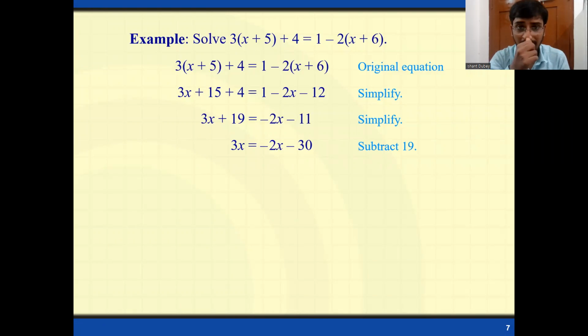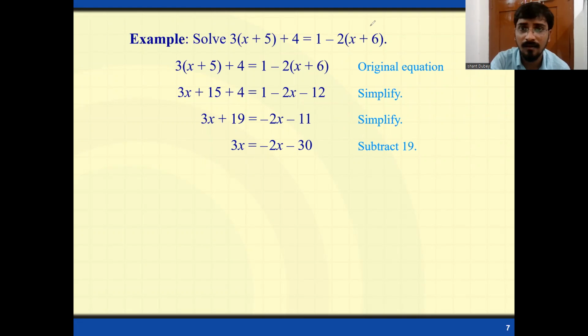3x. Okay. So here first we made the constant term vanish. So minus 19 we have added on both sides. Minus 11 and minus 19 we have added here. So minus 11 minus 19 will be minus 30. That is what is written here. So 3x equals to minus 2x plus 30. Now here we have to make the minus 2x vanish. So we'll add 2x on both sides. So 3x plus 2x.